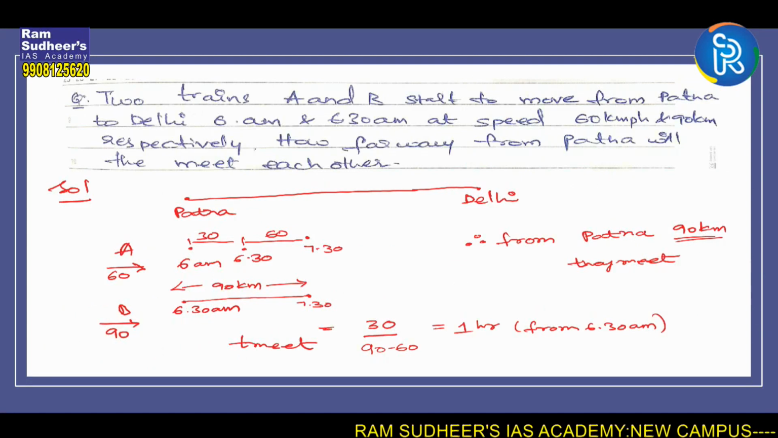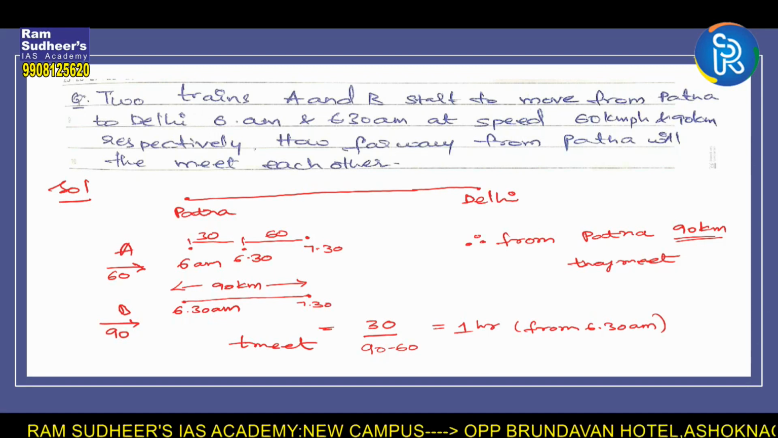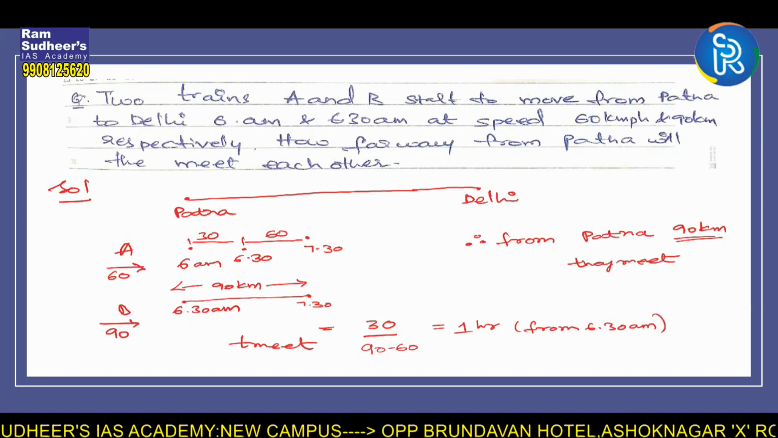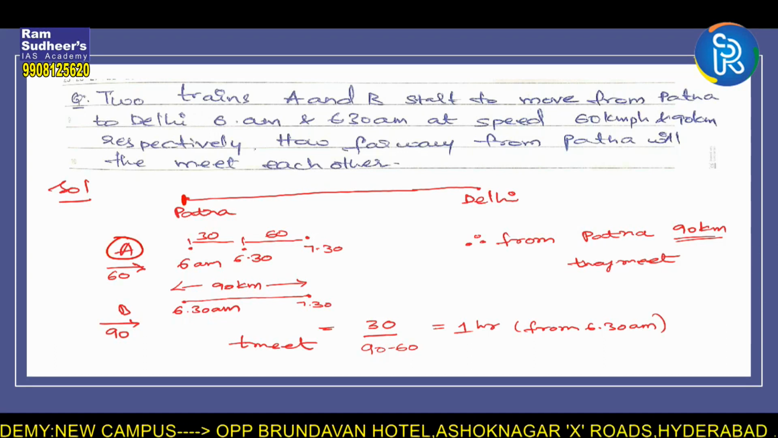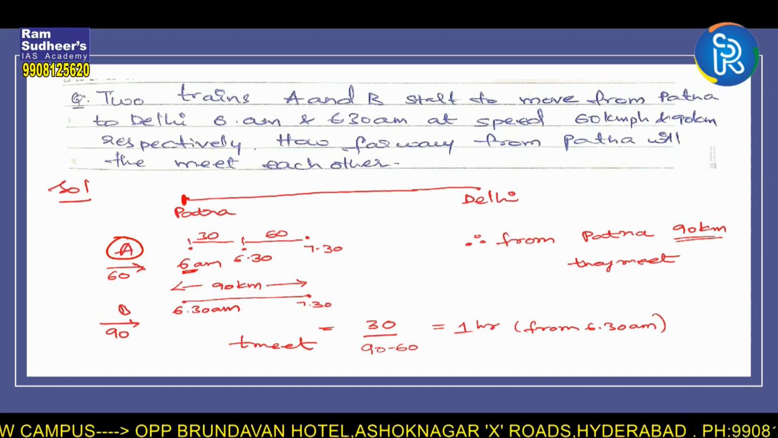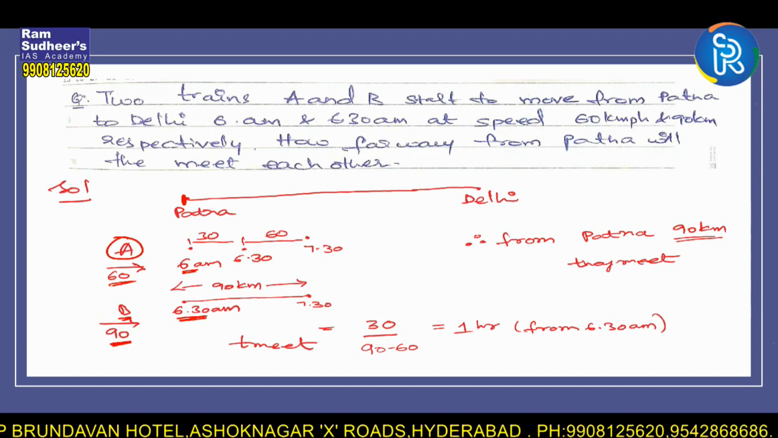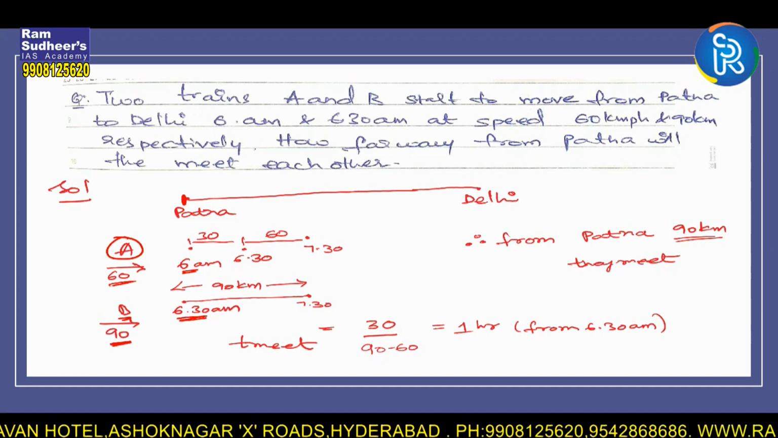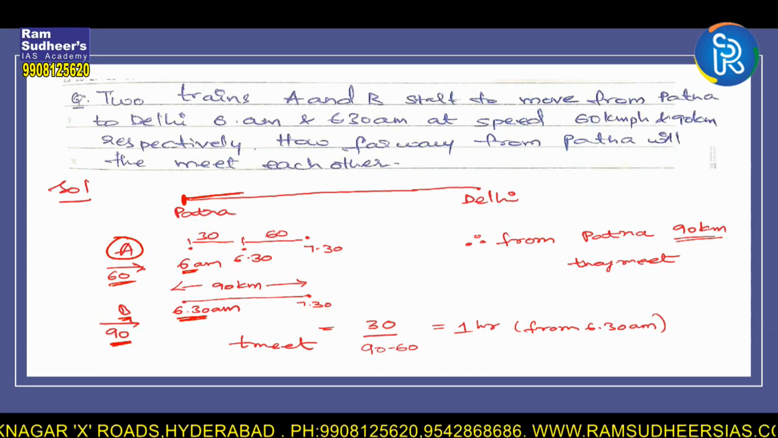The next question. Two trains A and B start to move from Patna to Delhi at 6 a.m. and 6:30 a.m. respectively at speed 60 km per hour and 90 km per hour. How far from Patna will they meet each other? Now, from Patna to Delhi, train A starts moving at 6 a.m. with 60 km per hour and train B at 6:30 a.m. with 90 km per hour speed. He is just asking us, at what distance from Patna will they both meet?